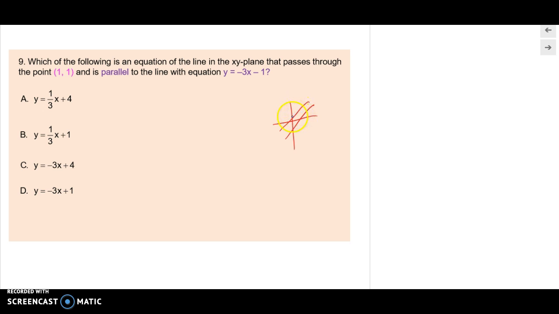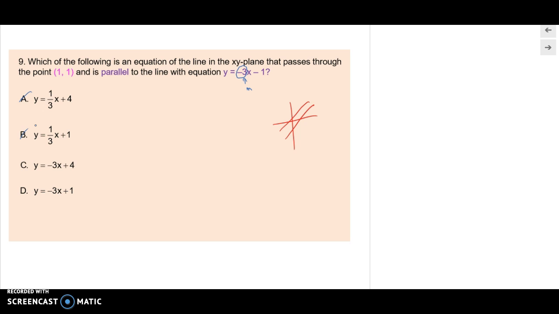What they're asking us to do is find an equation of a line that passes through 1, 1 that's parallel to this line. Well, the slope right now is negative 3. So if we're looking at a parallel line, it's got to have the same slope. So these have a slope of negative 3, these don't. So A and B are out of the picture. There's no way it could be those.